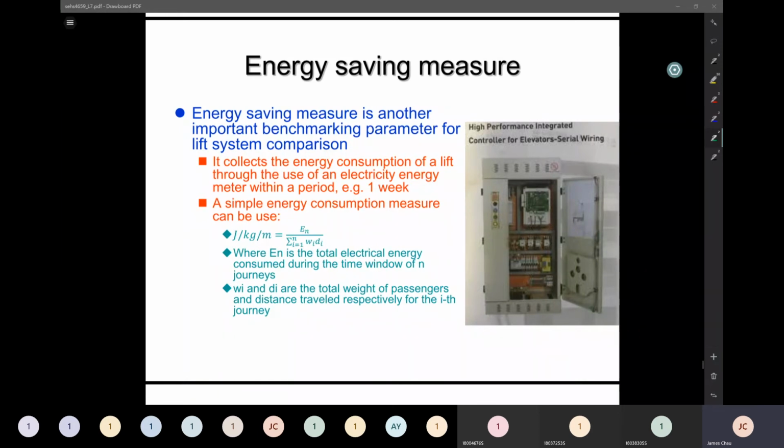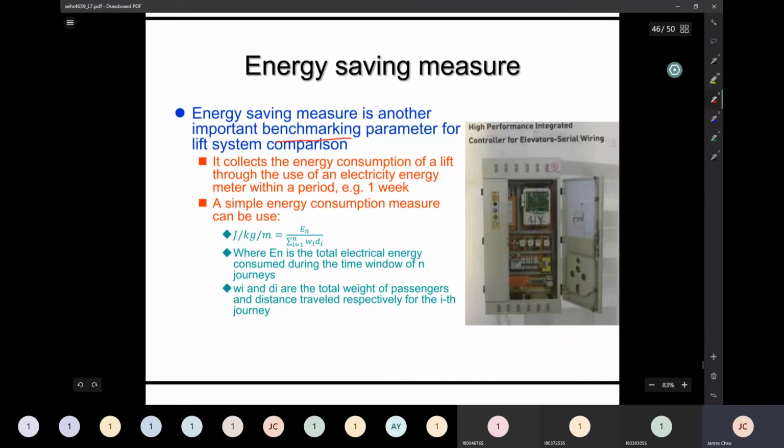Now the next part we are going to talk about is the energy saving measure. Basically, when we can reduce the number of stops, or make the RTT, the round trip time, become smaller, we can save energy. And we can have another measure. We take the energy measurements for our lift system in order to determine whether our system is efficient or not. And it is another important benchmarking parameter for the lift system comparison.